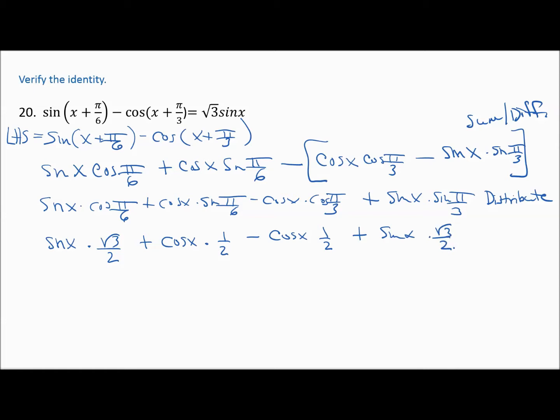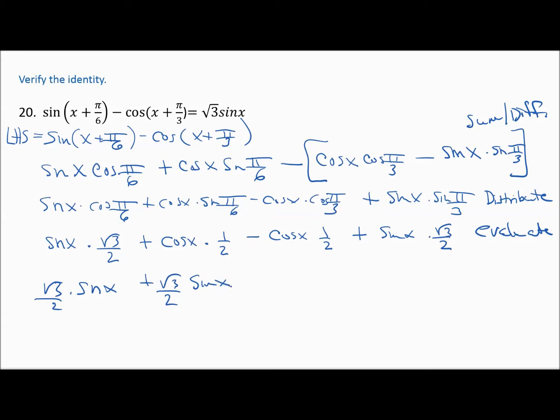Alright, now, see what happens. Okay, by the way, all we did there was just evaluate. We used our unit circle to evaluate trig expressions. Now, cosine of x times 1/2 and the negative cosine of x times 1/2, those terms cancel. So I'm left with, and I like the number in front of my trig function, so let's say that's square root of 3 over 2 times sine of x. And there's another one down here, plus the square root of 3 over 2 times sine of x.